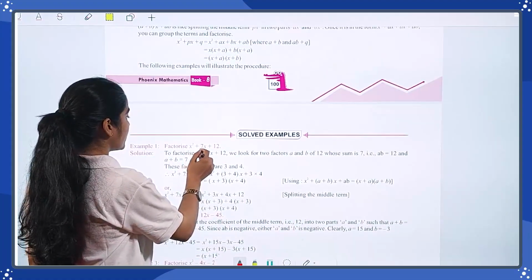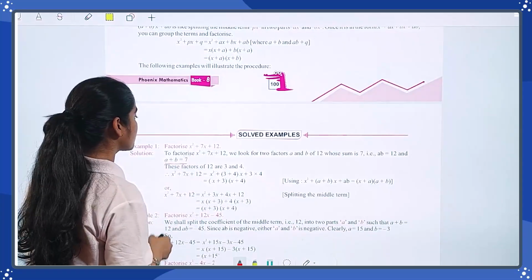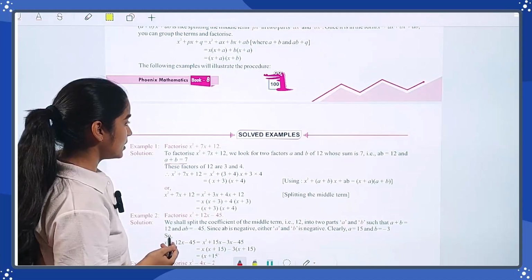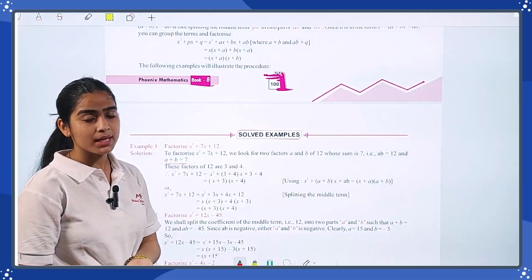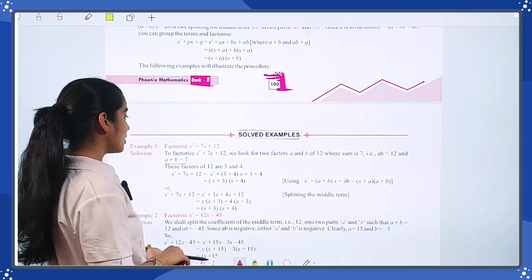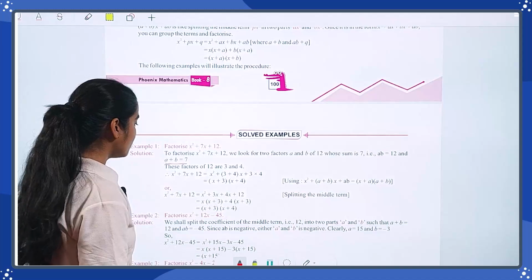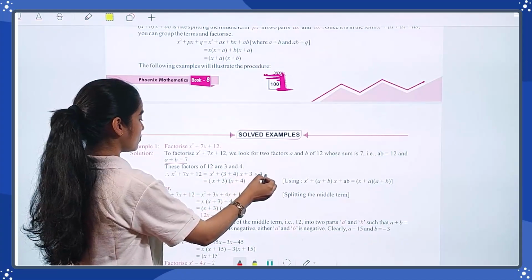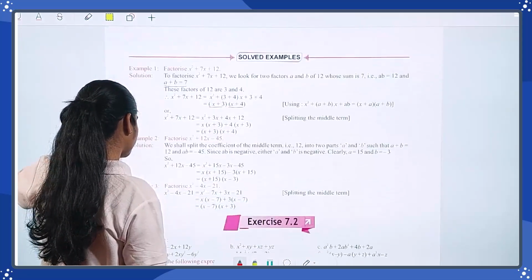x square plus 7x plus 12. So this is a plus b. To factorize x square plus 7x plus 12, we look for two factors a and b of 12 whose sum is 7 and whose product is 12. So we need such numbers. When we multiply them, we get 12, and when we add them, we get 7. So 4 multiplied by 3 is 12 and 4 plus 3 is 7. So our expression will be x square plus (3 plus 4)x plus 3 into 4. So our factors are x plus 3 and x plus 4.